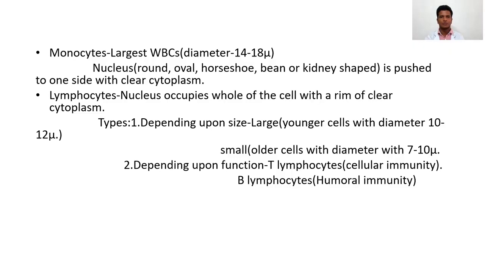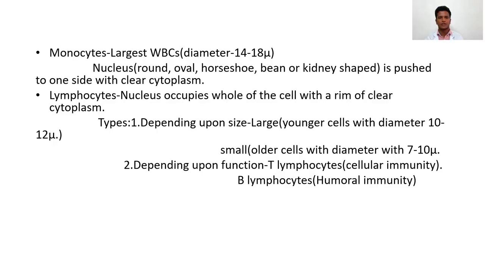Monocytes are the largest WBCs, with a diameter of 14 to 18 microns. Nucleus is round, oval, horseshoe, bean or kidney shaped, which is pushed to one side, with a clear cytoplasm. Lymphocytes: nucleus occupies the whole of the cell with a rim of clear cytoplasm.